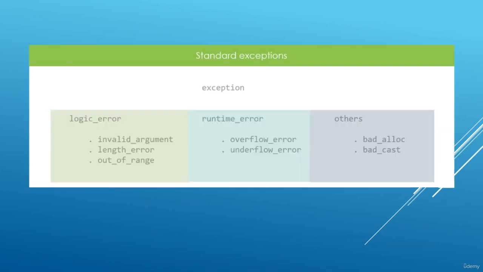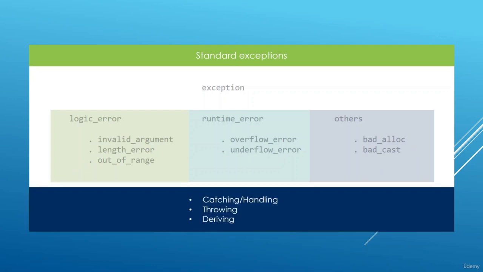We also had a chance to see that there are a bunch of standard exception classes built into your C++ standard library. We had a chance to look at a few examples. For example, we saw an out-of-range exception. We saw a bad cast exception. We could use all these things in our C++ programs. And we had a chance to look at how you could catch them, throw them, and derive from them to really take full advantage of what the C++ exception infrastructure has to offer.